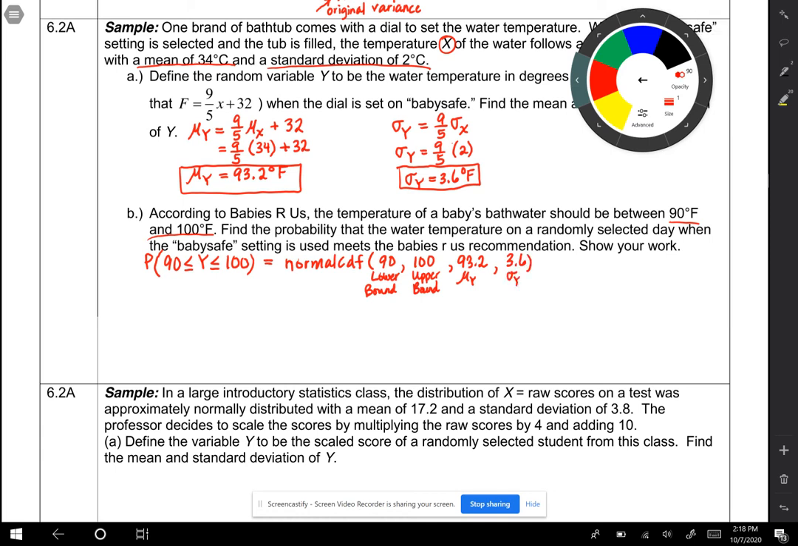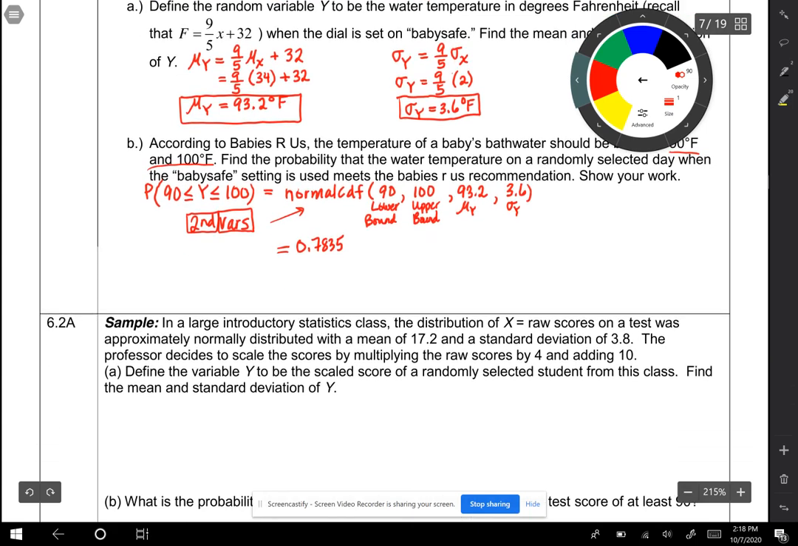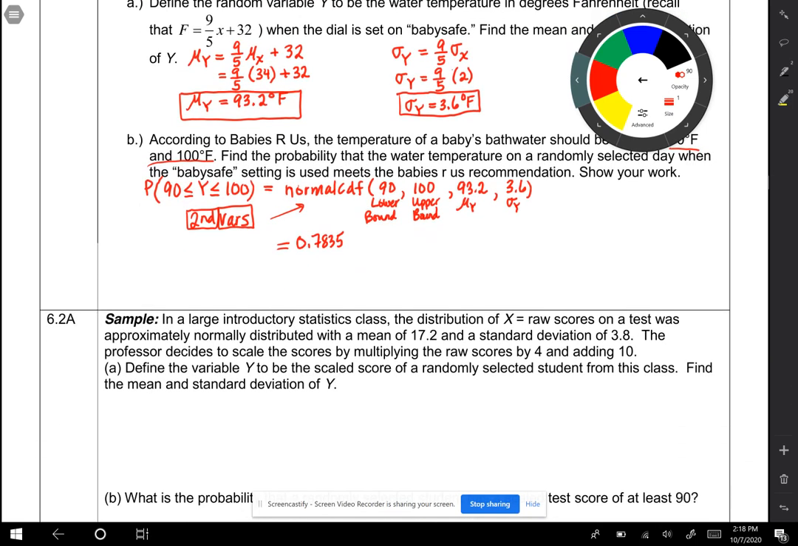And then your standard deviation of Y is 3.6. Do the second vars, and then that will get you to your normal CDF, and that'll give you 0.7835. And so that means the probability that the water temperature on a randomly selected day when the baby safe setting is used meets the Babies R Us recommendation is 78.35%. So you can express it as a proportion or as a percent.